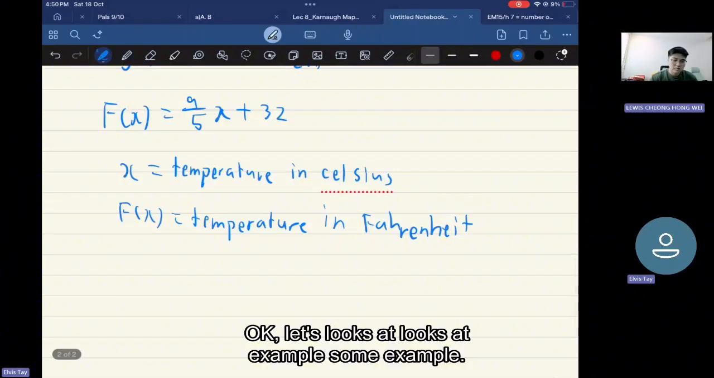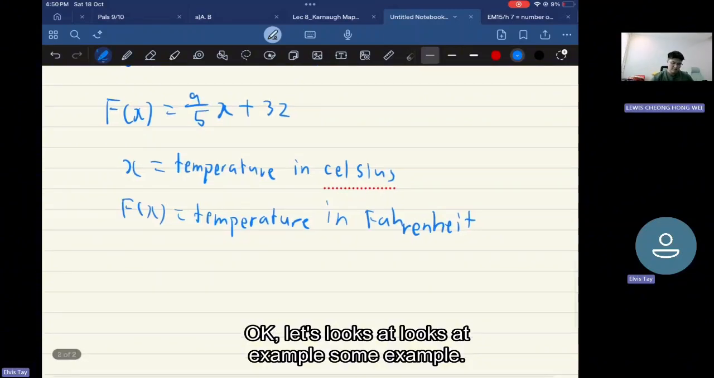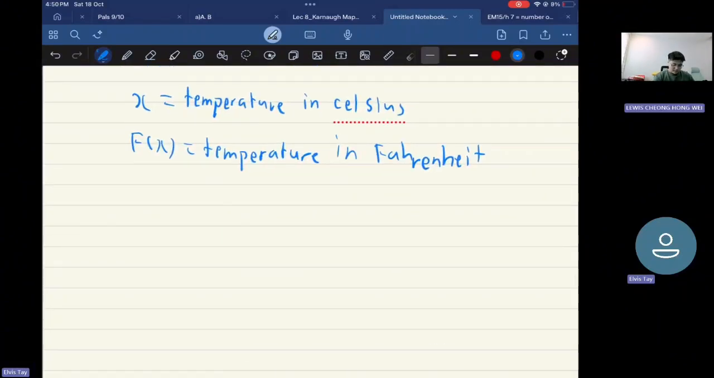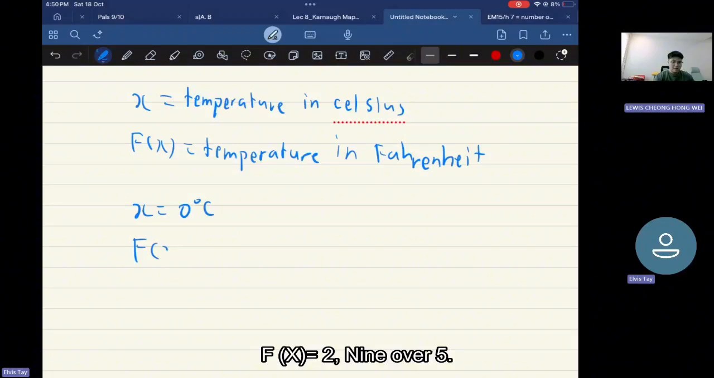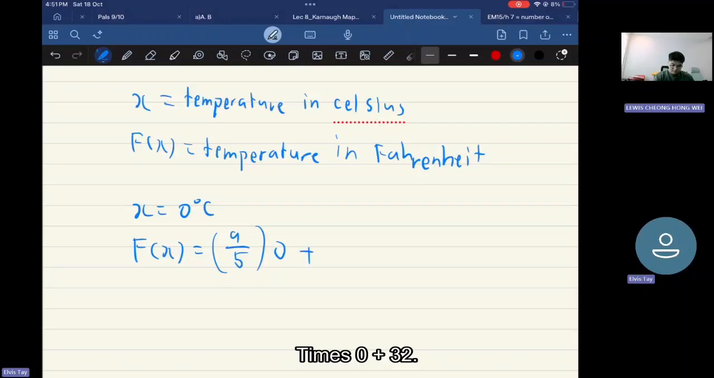Okay, let's look at some examples. When x equals 0 degrees Celsius, f(x) equals 9/5 times 0 plus 32 equals 32 Fahrenheit.